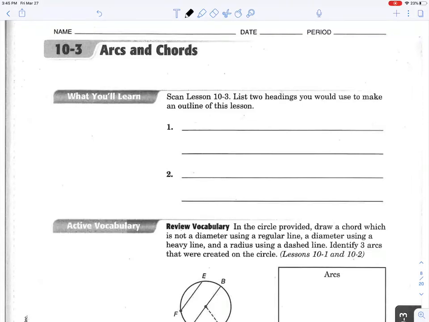This is Chapter 10, Section 3, Arcs and Chords. Scan the lesson 10.3. List two headings you would use to make an outline of this lesson. So if I look in the book, there are two specific headings throughout this one. First one is just simple, what is an arc and a chord? So we'll say arcs and chords.